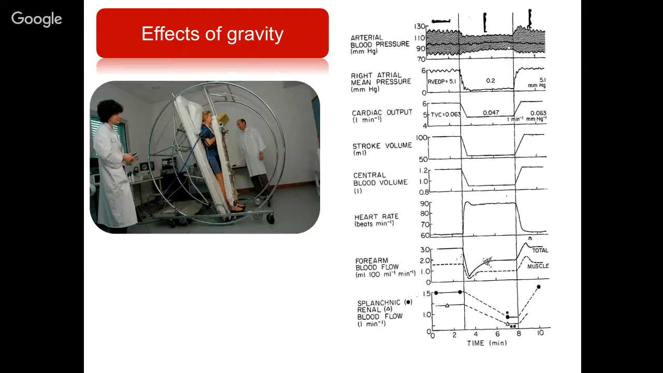And so let's look at what happens. Looking at this graph, you can see we're representing each of the variables down here. Starting at the top, we have arterial blood pressure, then we have mean atrial pressure, Q, stroke volume, central blood volume, heart rate, and so on and so on.